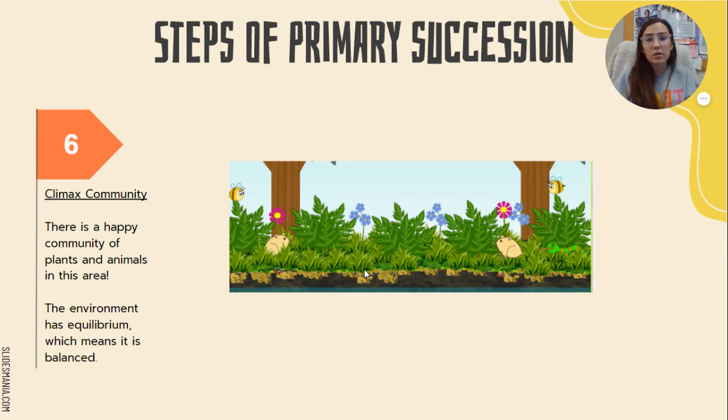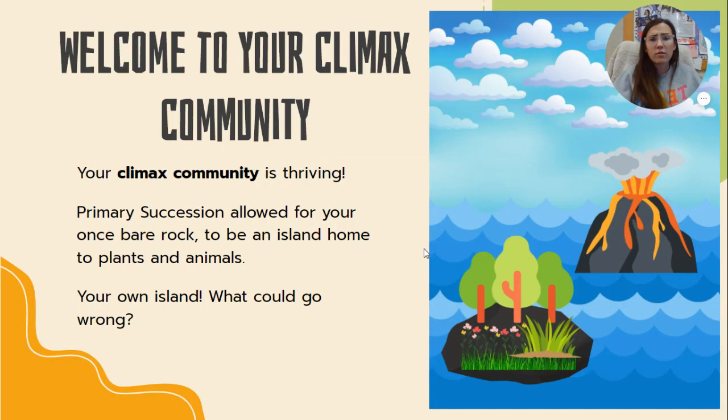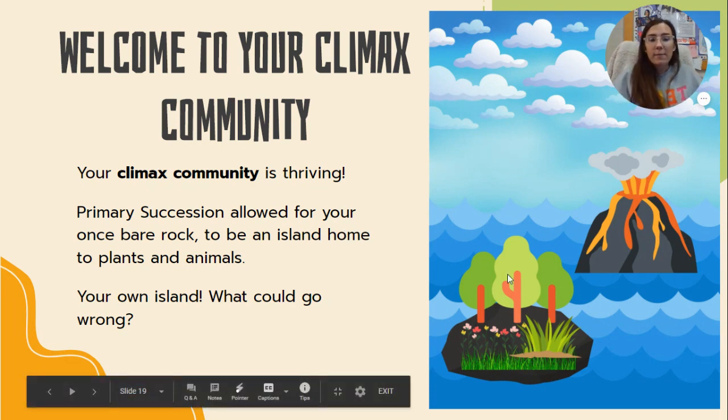In succession, when a community has reached equilibrium and is stable, we call that a climax community. It's a happy community. Now, you have your climax community. But just like how we have pioneer species who are first to our island, we have a climax community. Okay, I want you to remember those vocabulary terms.